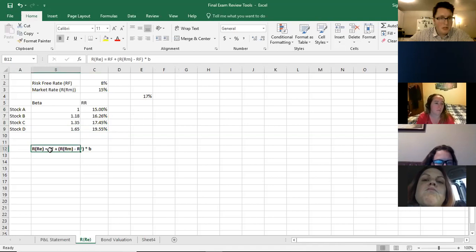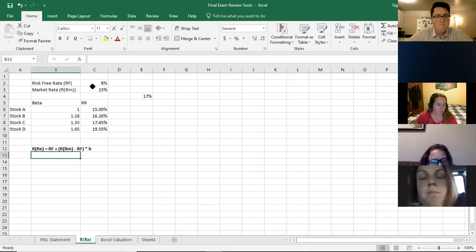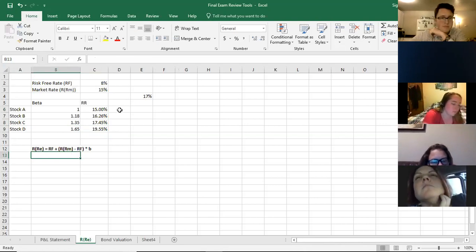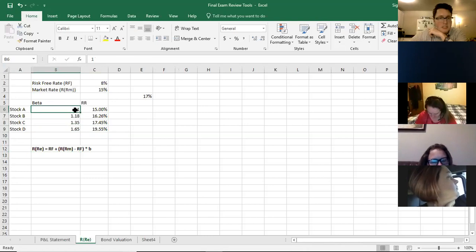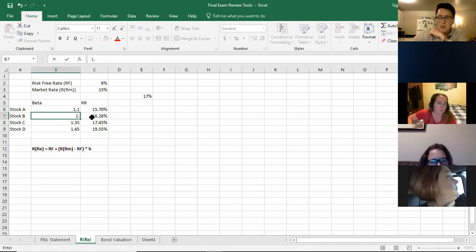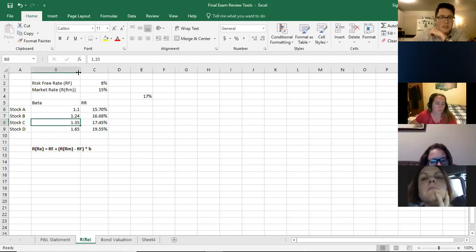This equation might be a good one to remember. I know it looks kind of funky, but it's just because the market rate of return and required rate of return are different. They just have R and R parentheses RM, but it's just to illustrate what it is. And then you can just change these numbers too. Let's say this one becomes a 1.1, this becomes a 1.24. And the Excel will change it all for you as long as you plug your numbers in correctly.